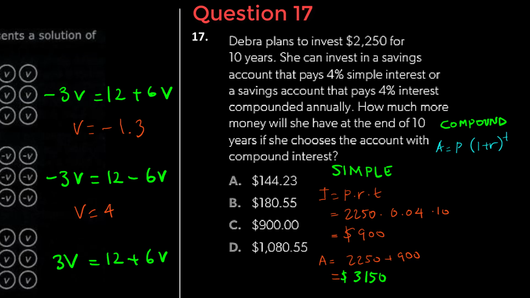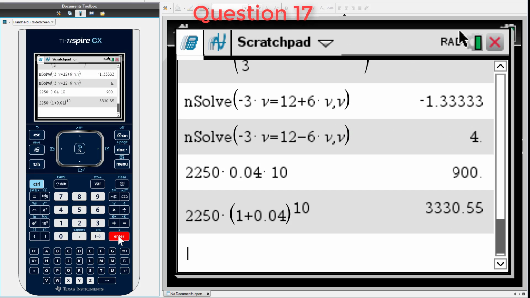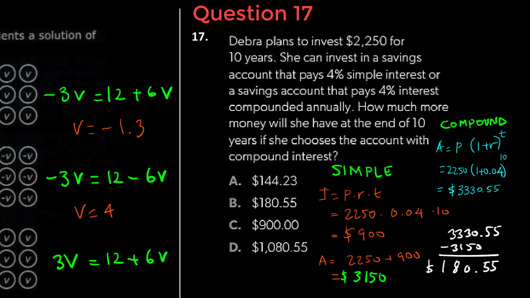If she uses compound interest, then we will find the total money that accumulates in her bank account by using the formula A equals P times (1 plus R) to the power of T, the number of years, which will give us $3,330.55. So the difference of the two amounts will be $180.55. So the correct answer is D.